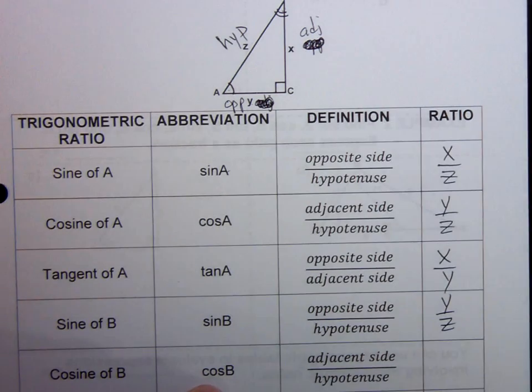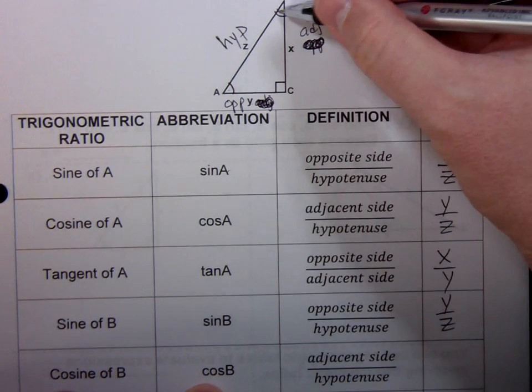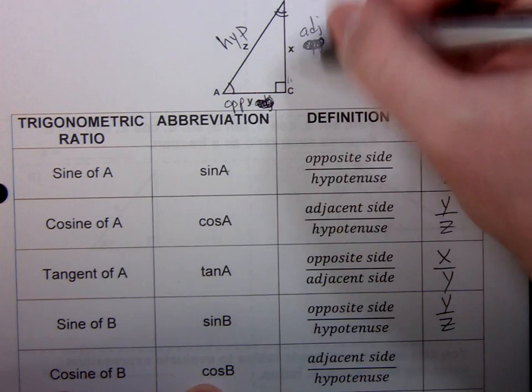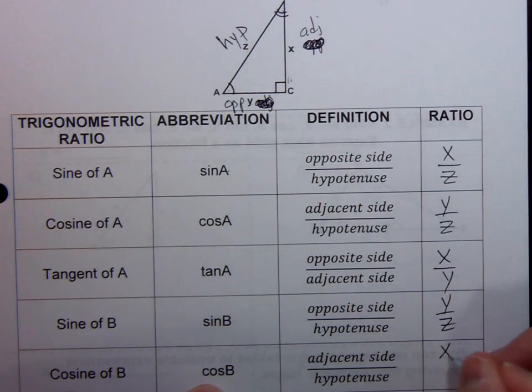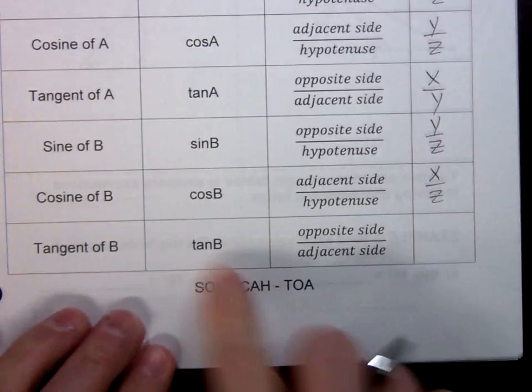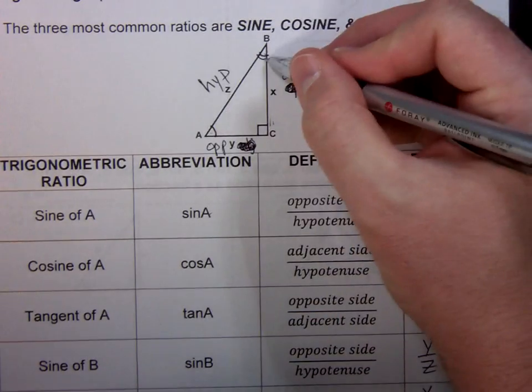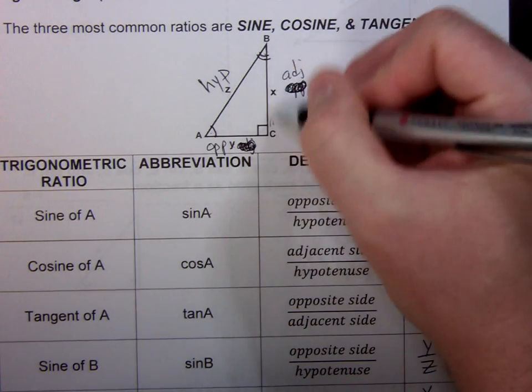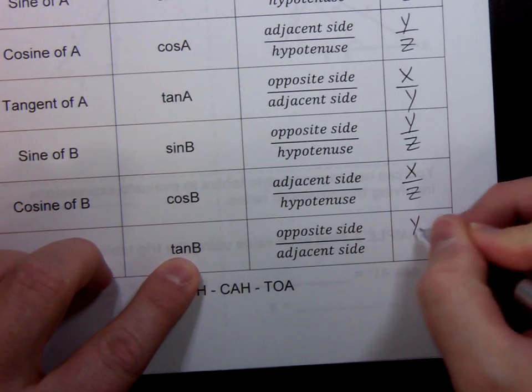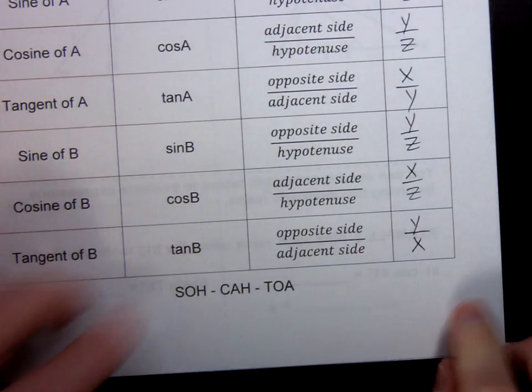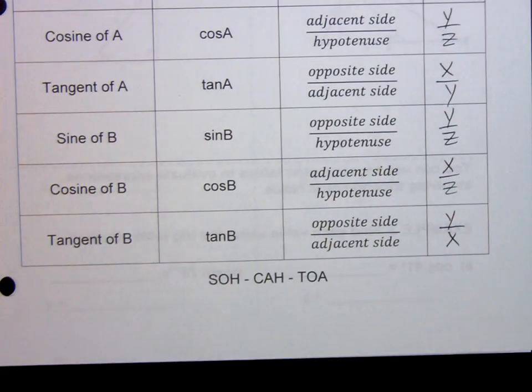Cosine of B is adjacent over hypotenuse. For angle B, the adjacent side is x, hypotenuse is z. And the last one here, tangent of angle B is opposite over adjacent. Again, from angle B, opposite is y, adjacent is x. So opposite over adjacent would be y over x. You see how the opposite and adjacent sides switch depending on which angle you're using. The hypotenuse is always the same.